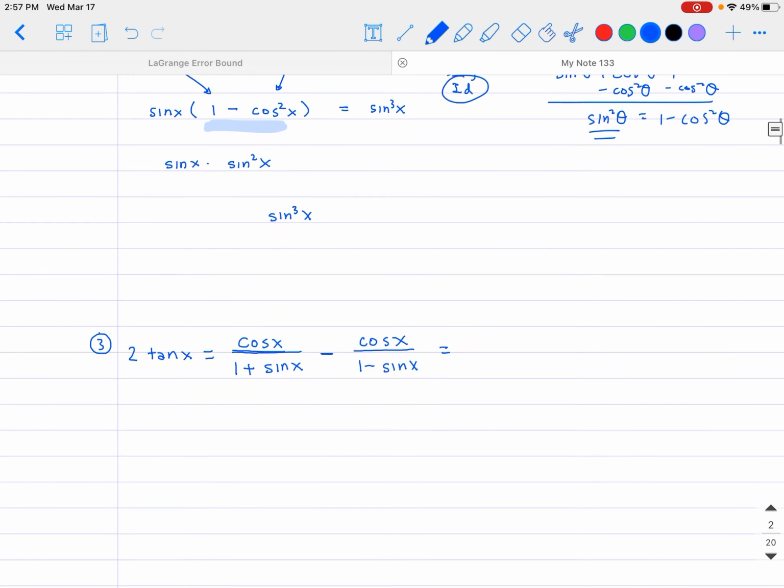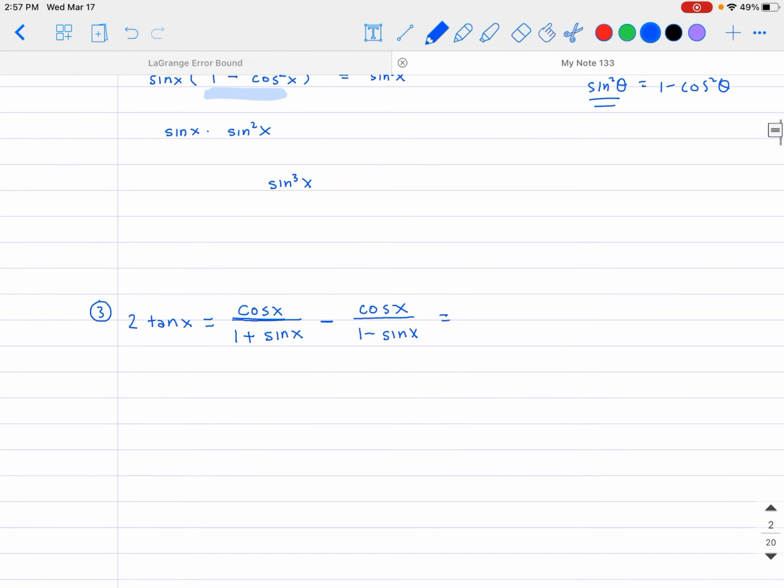Okay, this last one over here is going to be 2 tangent of x is equal to cosine of x divided by 1 plus sine of x, and then minus cosine of x divided by 1 minus sine of x. So let me get rid of that equal sign that's not supposed to be there. This time around, I'm going to choose to work on the right-hand side because I noticed that the right-hand side over here is definitely a lot more complex. So that's probably going to be my starting term. I want to take that and clean it up and make it look like the left.